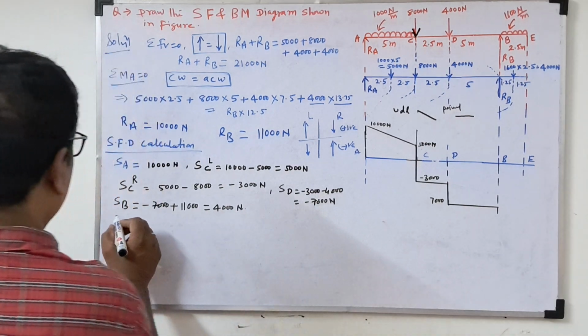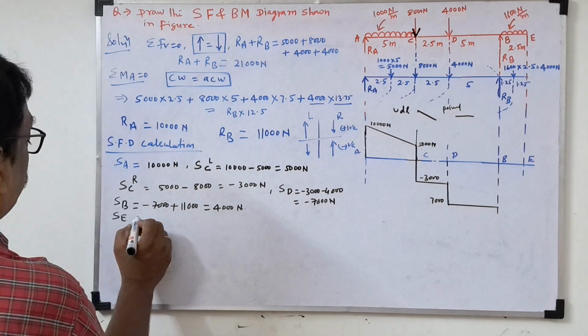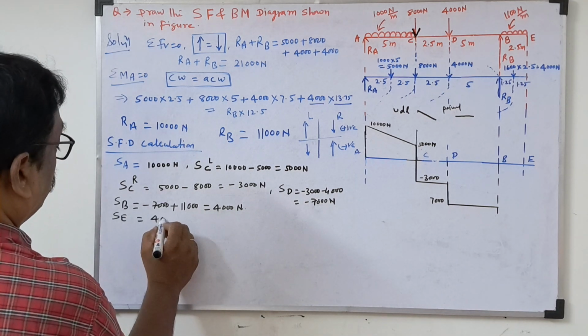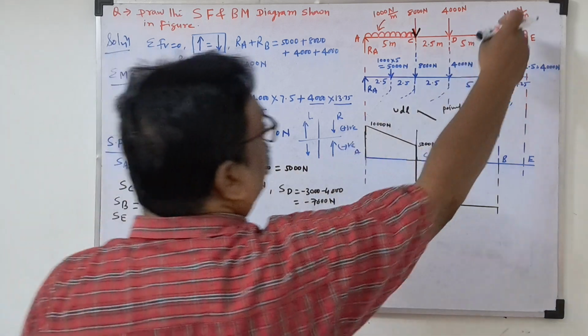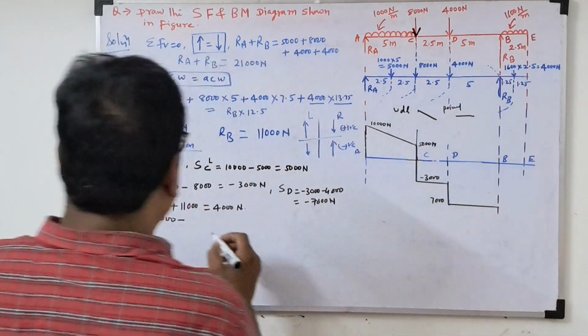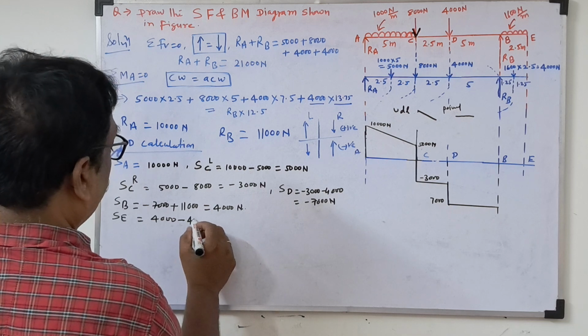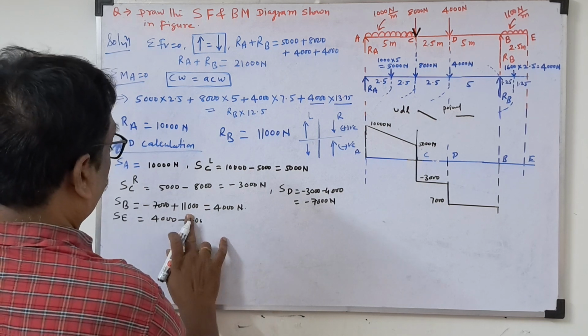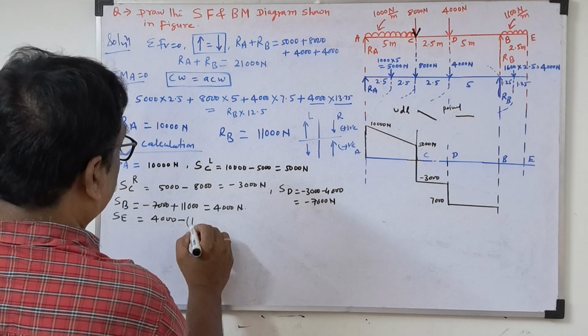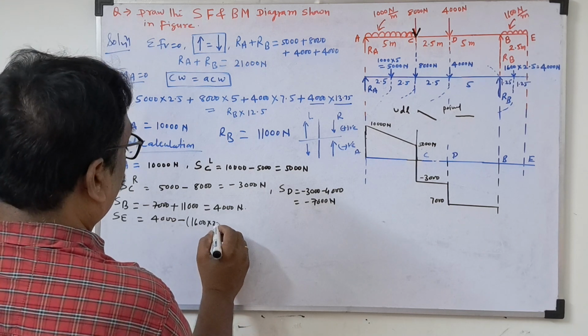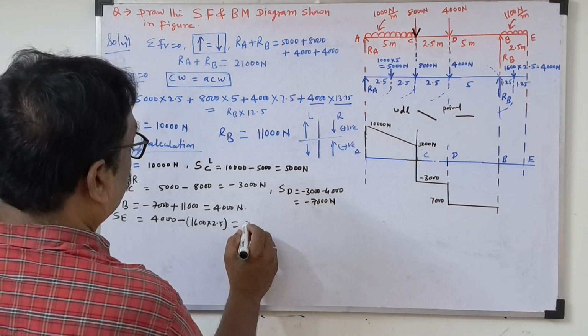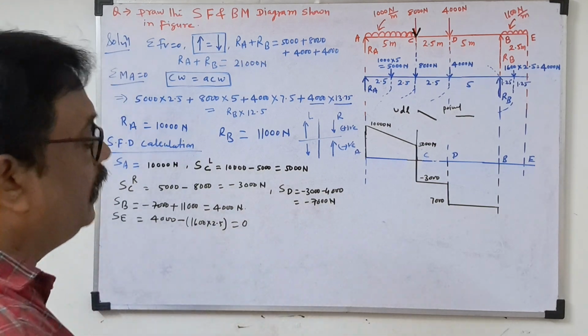Now SE. 4,000 is there, and then UDL downward force, 1600 into 2.5, it is coming 4,000. So write for your understanding. Load how much? 16 into 2.5. So this will come 4000. So shear force at E will be 0.